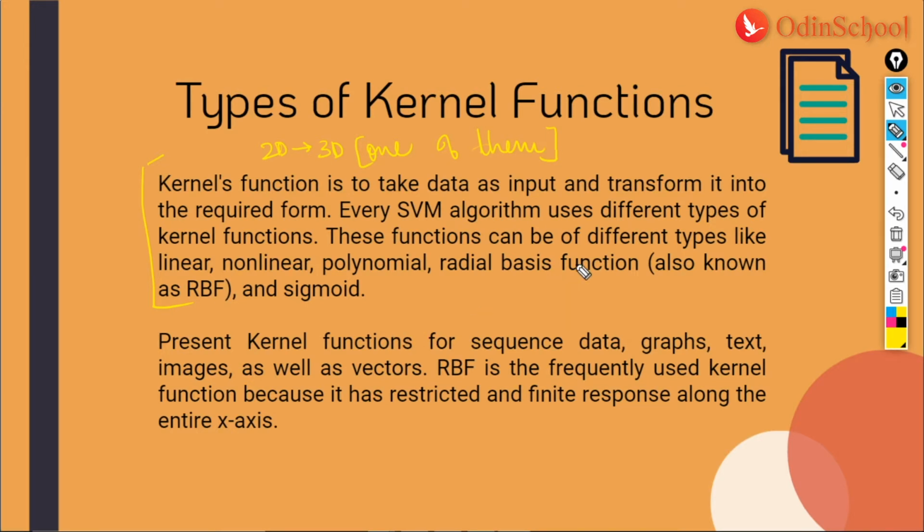Now every SVM algorithm uses a different type of kernel function, and these functions can be of different types like linear, non-linear, polynomial, radial, which is also known as RBF, and sigmoid. So radial basis function is RBF, and as we all know RBF is one of the most used variants. Then there are kernel functions for sequence data, graphs, text, images as well as vectors. RBF is a frequently used kernel because it has a restricted and infinite response along the entire x-axis, and this is also something that we discussed just a while back.